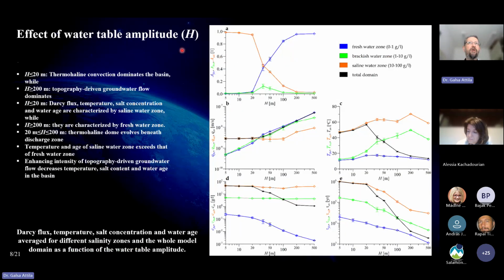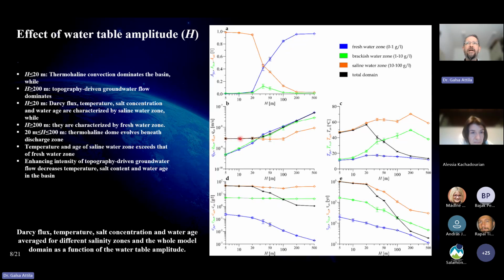So using control parameters, we are able to quantify the effect of the water table amplitude. For example, when H, that is the water table amplitude, is less than 20 meters, this is the thermohaline layer mode, and the relative size of the saline water zone exceeds 90% in the synthetic model domain. But if the water table amplitude is increased, the transitional thermohaline dome mode shifts to the topography-driven groundwater flow mode, where the basin is filled with fresh water.